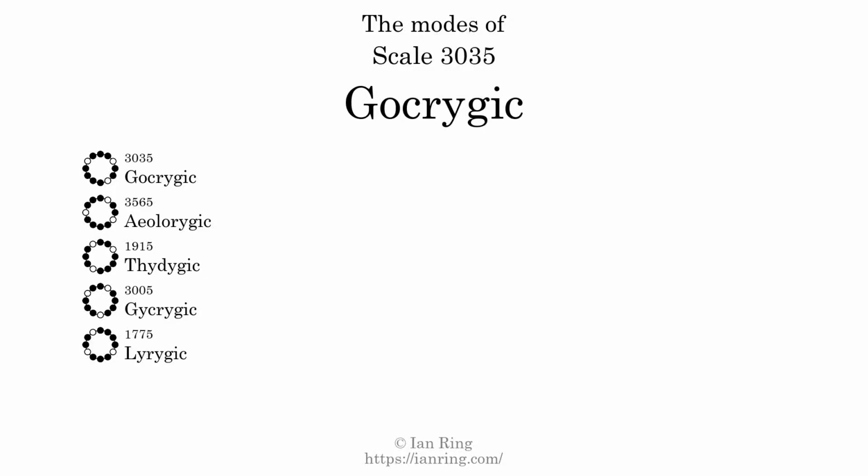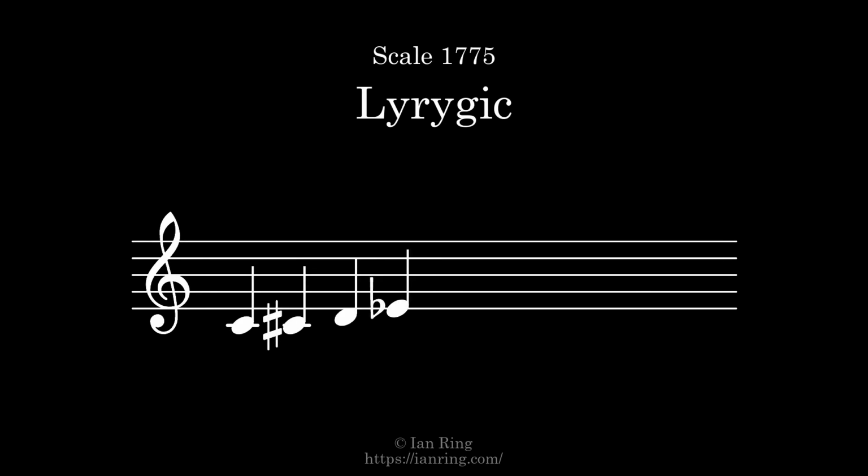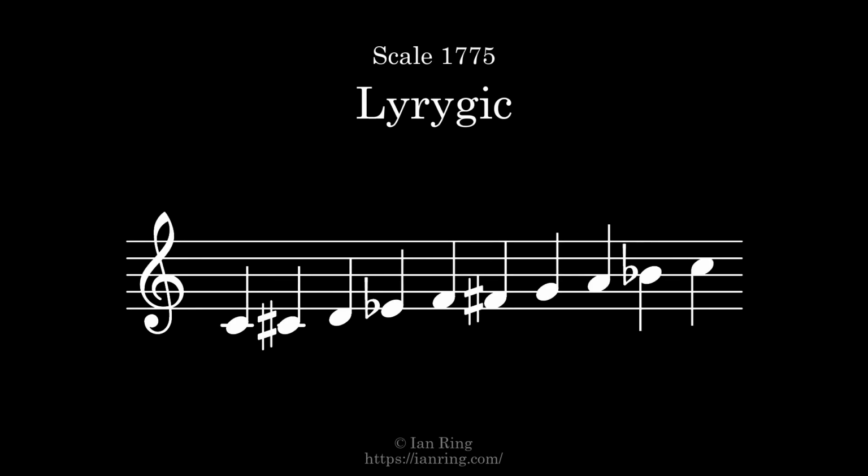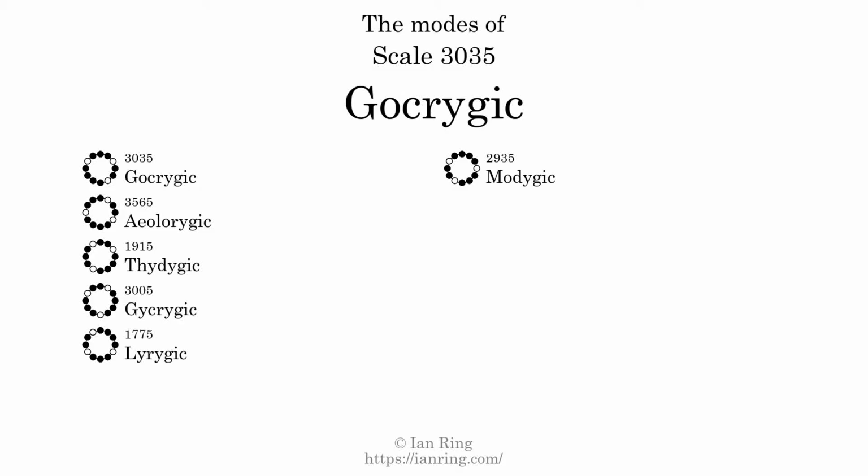The fifth mode is scale 1775, also known as Gocrygic. It sounds like this. The sixth mode is scale 2935, also known as Gocrygic. It sounds like this.